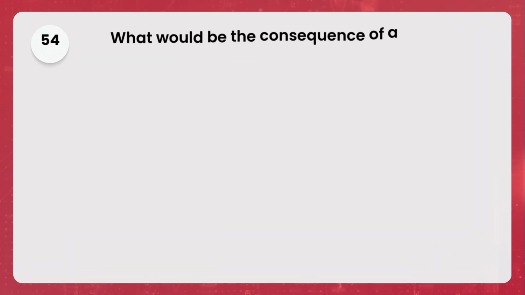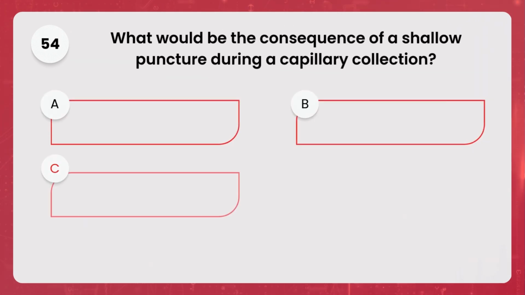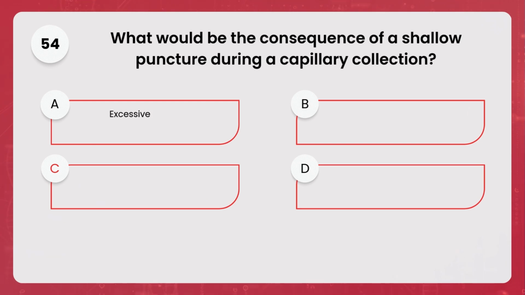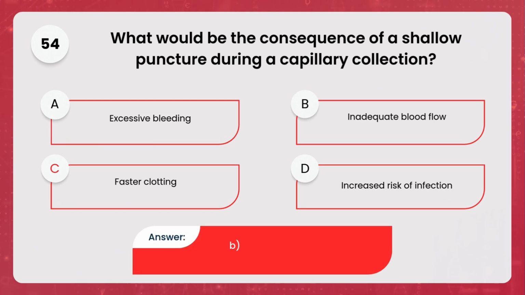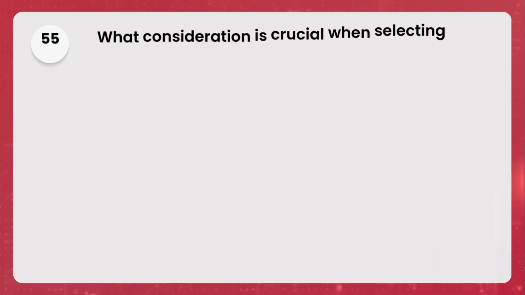Number 54. What would be the consequence of a shallow puncture during a capillary collection? A. Excessive bleeding. B. Inadequate blood flow. C. Faster clotting. Or D. Increased risk of infection. The answer is B. Inadequate blood flow.